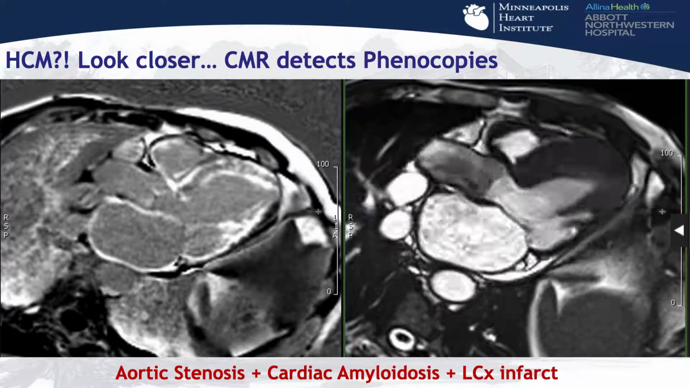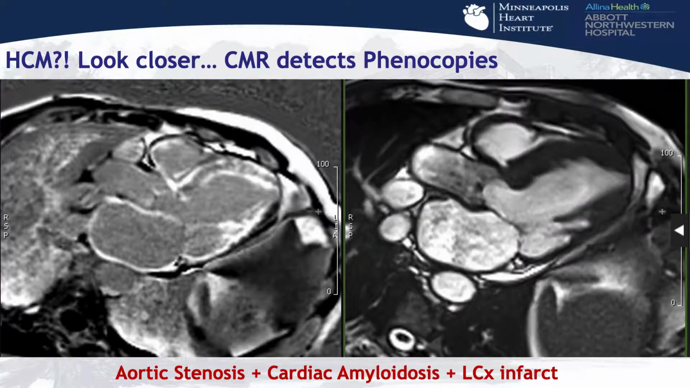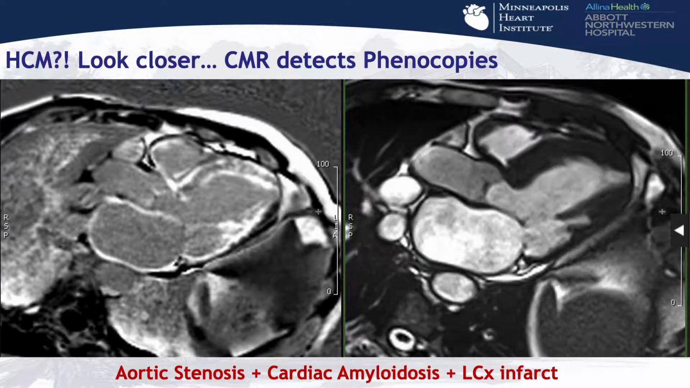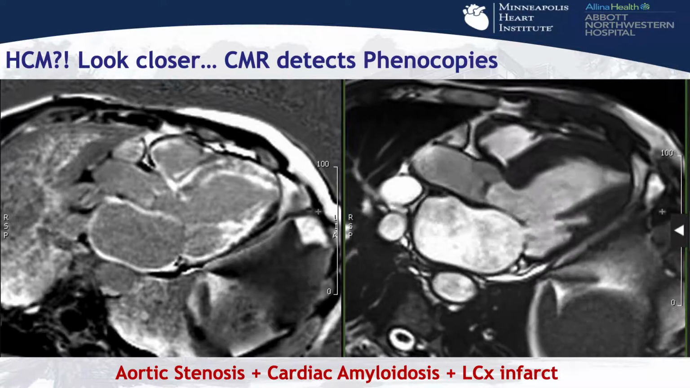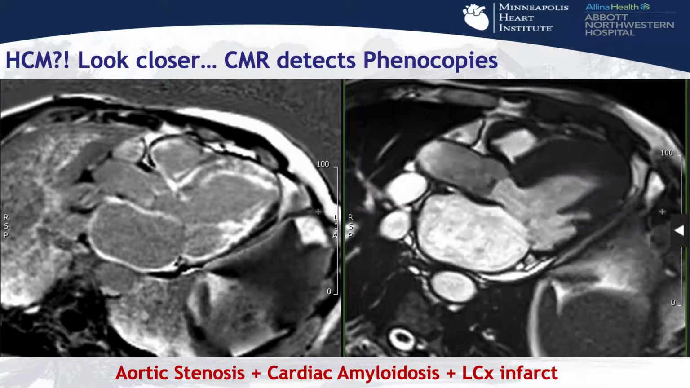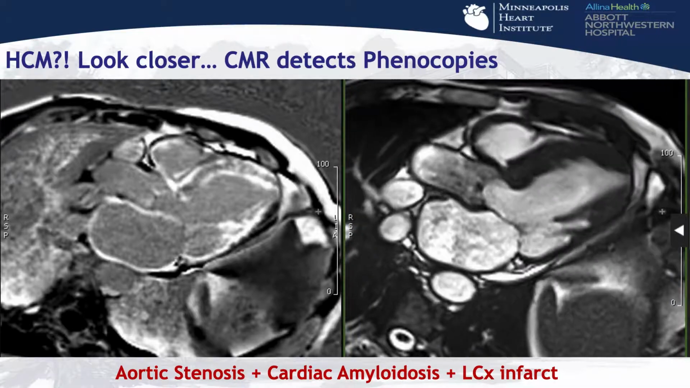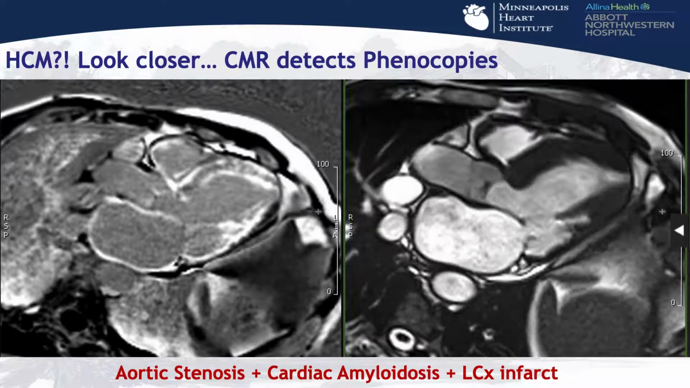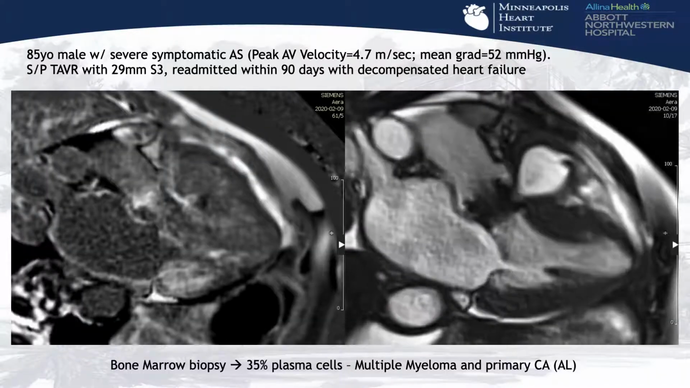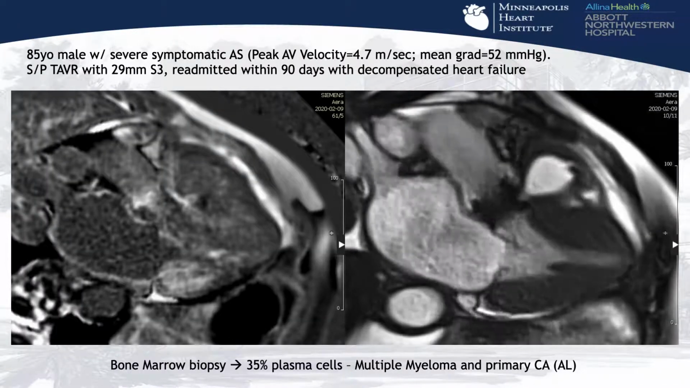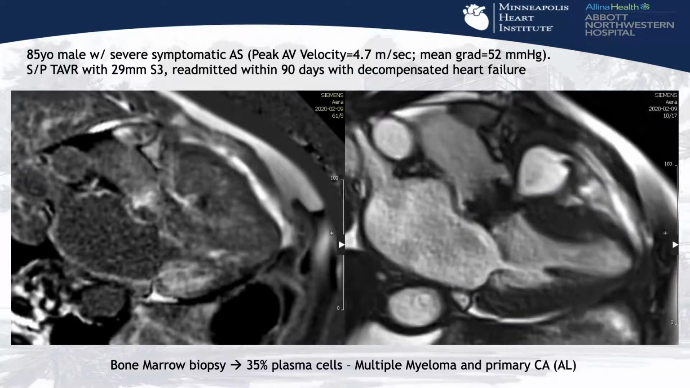So is this HCM? Even though there is asymmetric septal hypertrophy, this patient had a prior infarct in the infralateral segment. And you can see when you do get the gadolinium, there's diffuse infiltration in the atrium, the ventricles, and the right ventricle. So this is actually not HCM. This is cardiac amyloidosis.